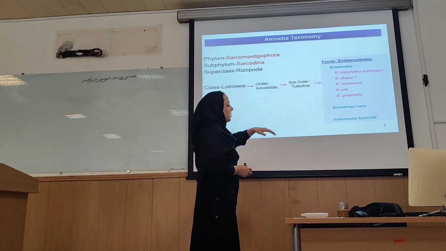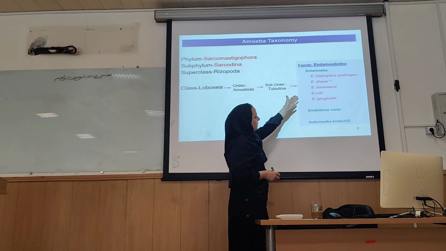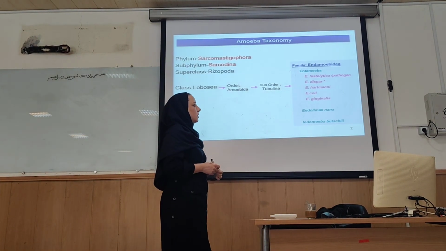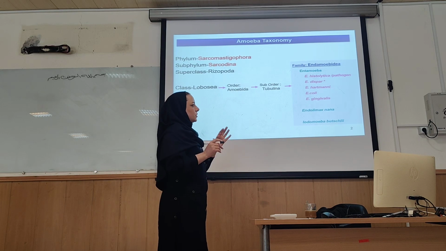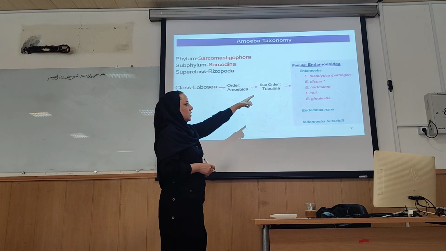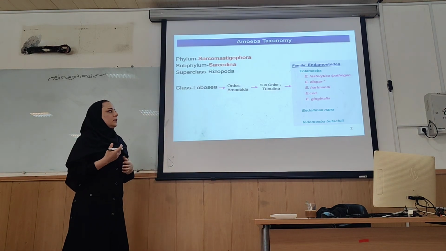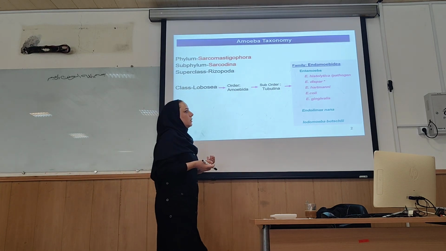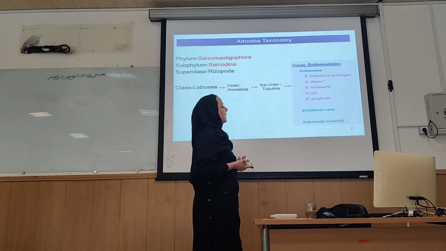In the genus of Entamoeba, we have different species: Entamoeba histolytica, dispar, polecki, coli, gingivalis, and so on. The most important one is Entamoeba histolytica. As you see, histolytica, it can lyse, lytica, histo. It can lyse the histo, the tissue of our body, so it can be pathogenic.